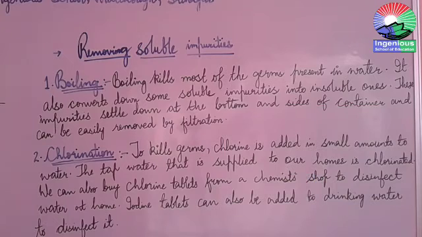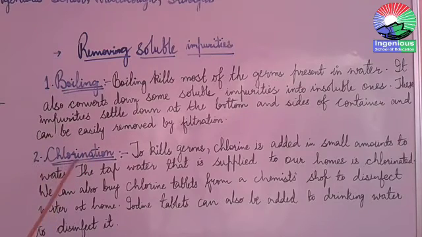So boiling converts some of the soluble impurities into insoluble ones, which settle down at the bottom and sides of the container, and then we can easily remove them by filtration. So with the help of boiling, we can remove soluble impurities from water, and most of the germs present in the water also get killed. Are you getting me? Good.